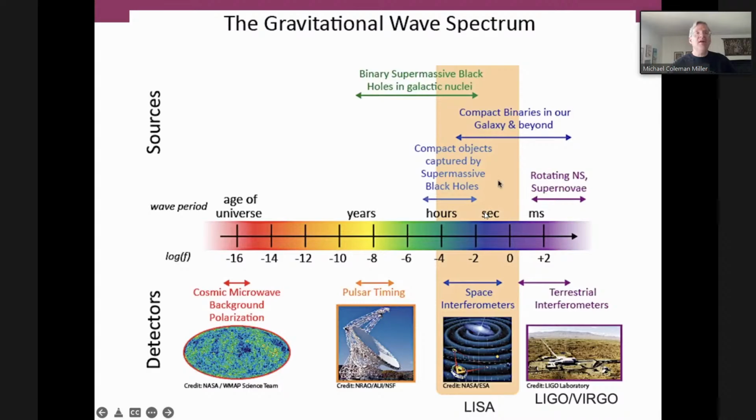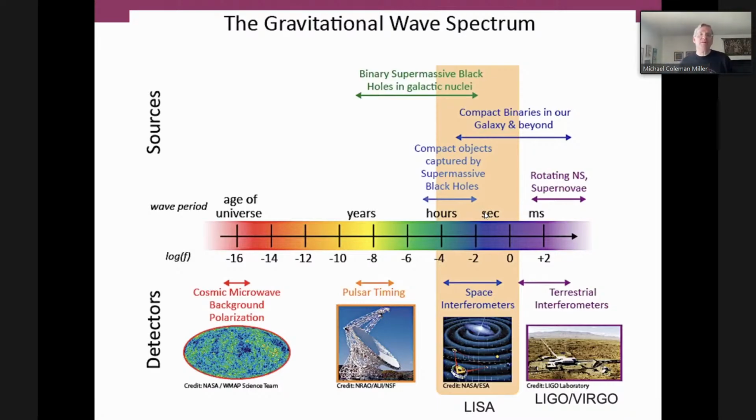In space, we have LISA, which is going to be run by the European Space Agency. Right now, timing pulsars, and possibly at some point when we look at the polarization of the cosmic microwave background. What can produce these? Down here, stellar mass black holes, neutron stars, supernovae, compact binaries, supermassive black holes, also lighter black holes spiraling into those. And there may even be other things as well.